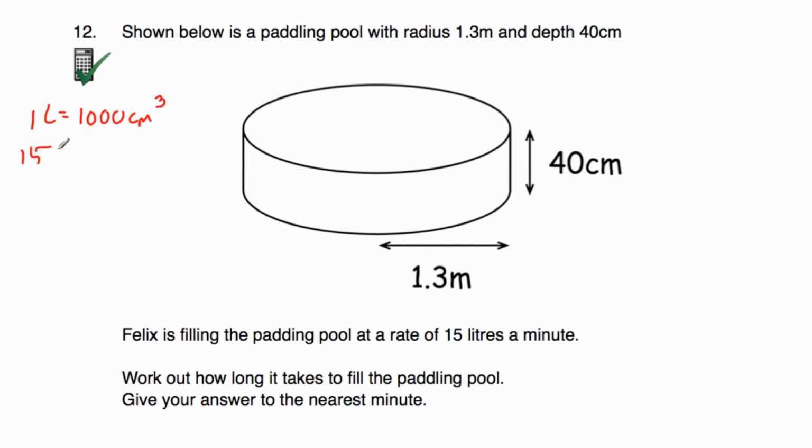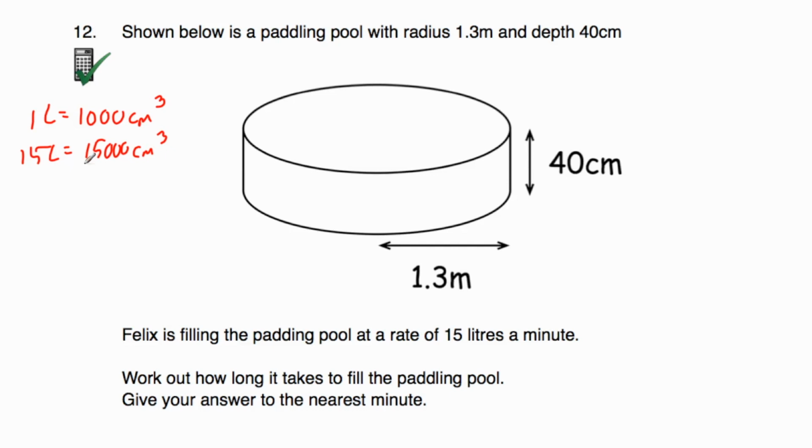So 15 liters will be equal to 15,000 centimeters cubed. So that's the rate he's filling it, 15,000 centimeters cubed of water every single minute. And we've been asked to work out how long it would take him to fill the paddling pool. Give your answer to the nearest minute. So really we need to find the volume of the paddling pool, how much space is inside of it. So let's find the volume.